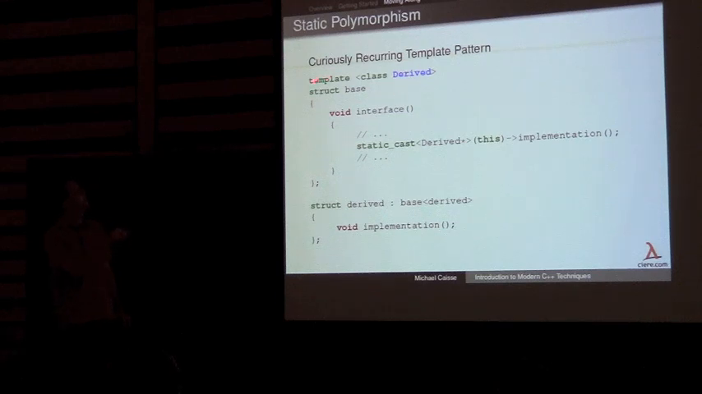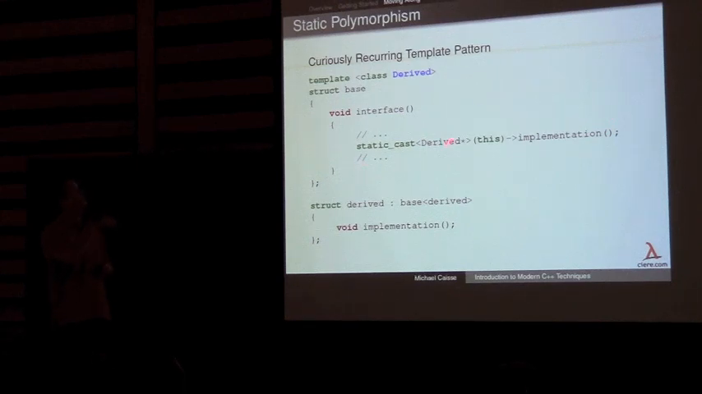This is what it looks like inside, right? We have some base that has an interface. We've derived from base and we passed it our type. We have an implementation at this level. Interface then calls the implementation by first casting this to the derived type. So here, this is a pointer, right? And it's a pointer of whatever the derived type is. And it's casting it using static cast to that derived pointer type. And then it's invoking implementation.